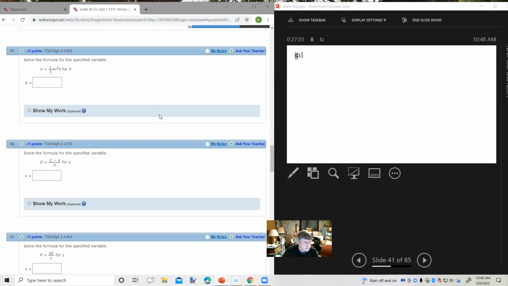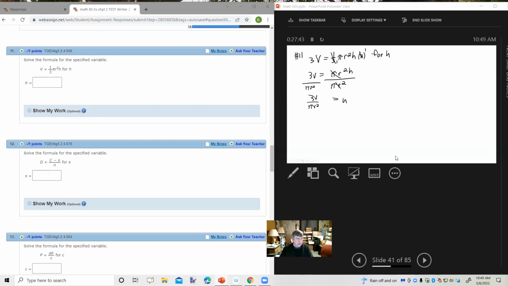Solve the formula for the specified variable. V equals 1/3 pi r squared h, and solve it for h. So we need to get rid of everything on the right-hand side except the h. If we multiply both sides by 3, we'll have 3V equals pi r squared h, because the 1/3 and the 3 would reduce down to 1/1. Then we'll divide both sides by pi r squared. So h equals 3V over pi r squared.